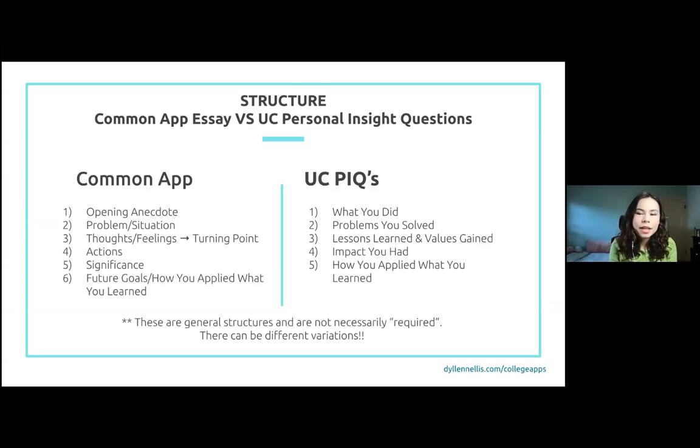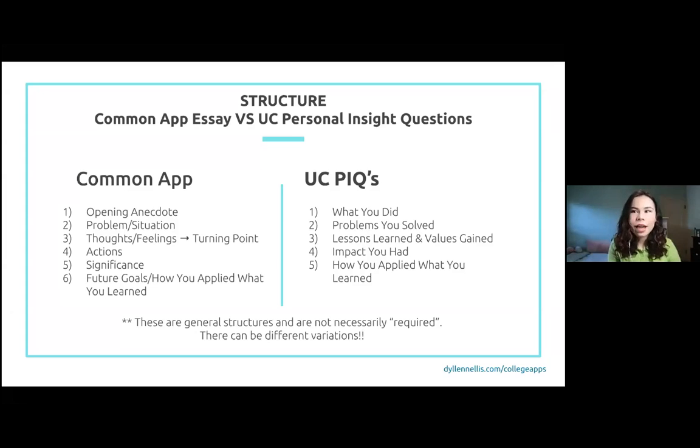So for the Common App, you start usually with an opening anecdote, and then you address the problem or the situation that's going on. Then it turns into your thoughts and feelings. Okay, how are you feeling about that? And really show the process of your mind that leads you to some realization or turning point where you say, oh, okay, I need to take action. So then you take action to address that problem. After you've taken action, you describe the significance of all of that. This should kind of be the bulk, but they really care about that significance part.